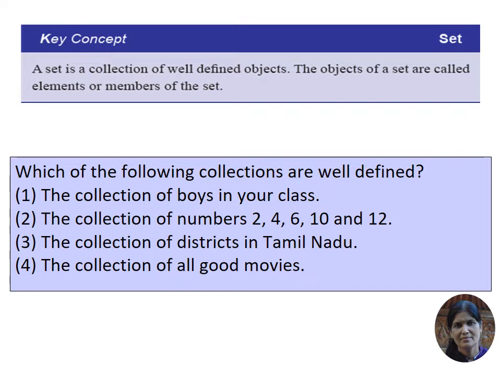Let us take some more examples. Which of the following collections are well defined? First is the collection of boys in your class, the collection of numbers 2, 4, 6, 10, 12, the collection of districts in Tamil Nadu, the collection of all good movies. Can you say the answer? Yes. The collection of all good movies is not a well-defined collection because for me, good movies are different, for you, good movies are different. And the first three examples are collections of well-defined objects.